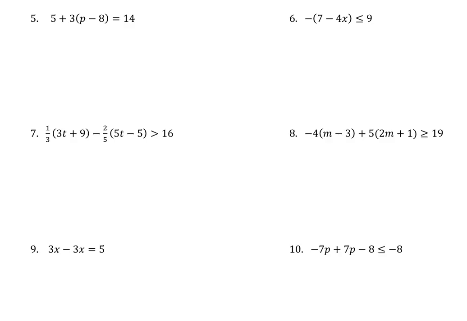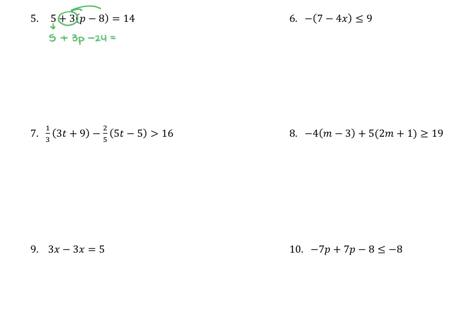Number 5, simplify the left-hand side first. Remember, I have to distribute the 3 first to the parentheses, so I'm going to drop that 5 down. 3 times p is 3p, and 3 times -8 gives me -24.